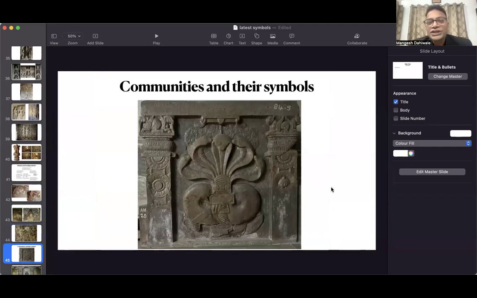Communities and their symbols. This is one of the most interesting symbols that I have witnessed. As you can see, there is a naga, and beneath that there is the tree. Some of you might be aware that recently the museum in New York hosted a show, Tree and Serpent, and there were a lot of photographs of ancient trees and serpents everywhere. And this is a very interesting symbol for us, the Indian Buddhists, particularly followers of Babasaheb Ambedkar, because it shows the continuity of a community.